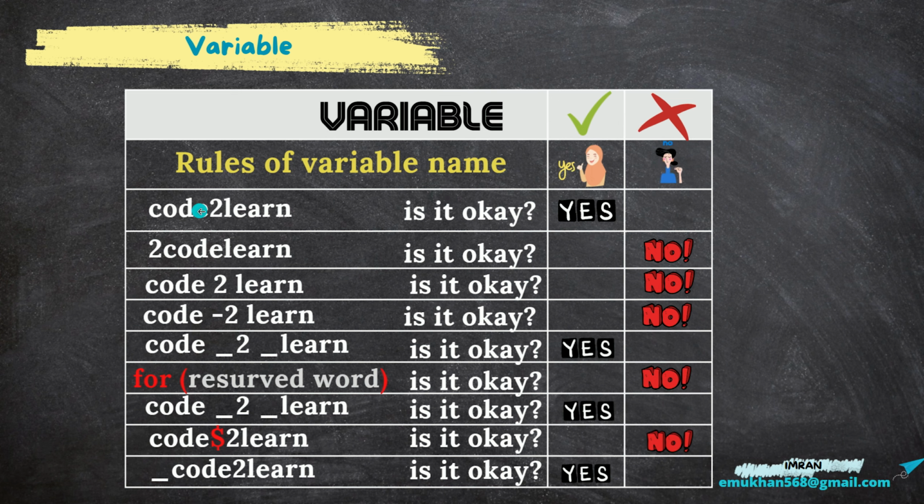If you are eligible to write the variable, then you will find it yes, and if you are not, then no. So you cannot use any space. If you use space inside the variable name, then it will not be acceptable as a variable. You will get an error from the interpreter. And in case of special character, you can only use underscore only. And for is a reserved keyword, you cannot write it as a variable. And you cannot also use any special character except underscore.